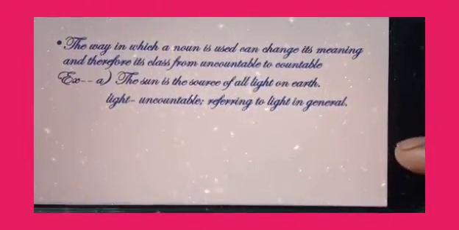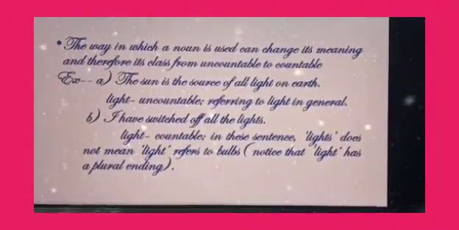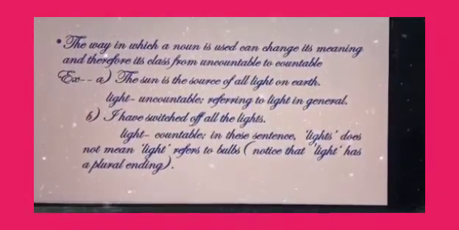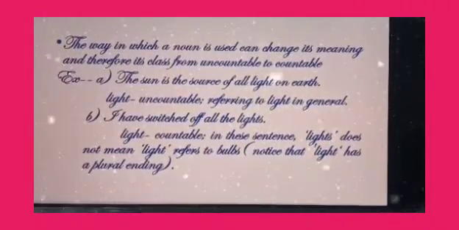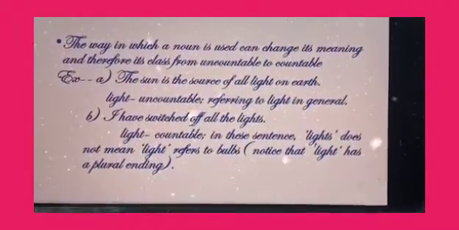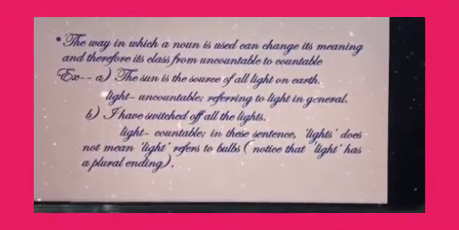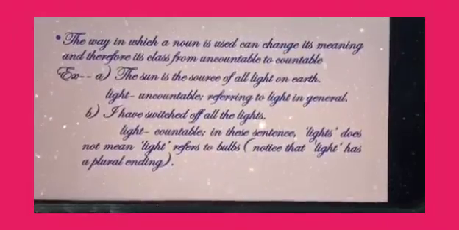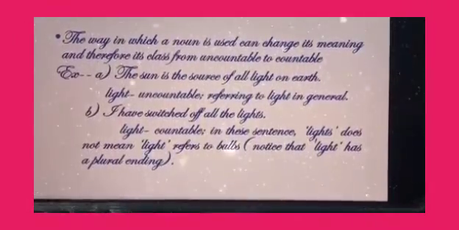Now go to the next example. I have switched off all the lights. Now in this we are speaking about particular things, like the lights which we are burning in the home. We are speaking about those lights. So this lights is a countable noun.